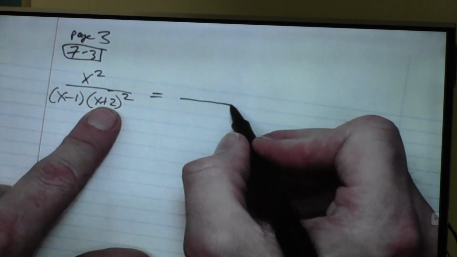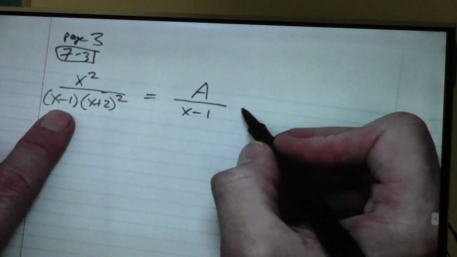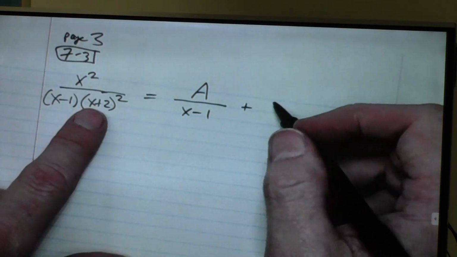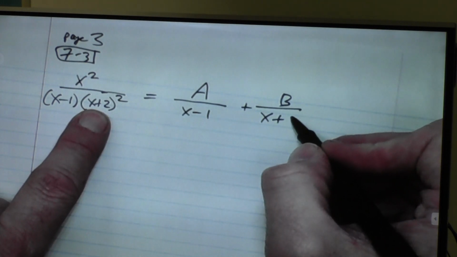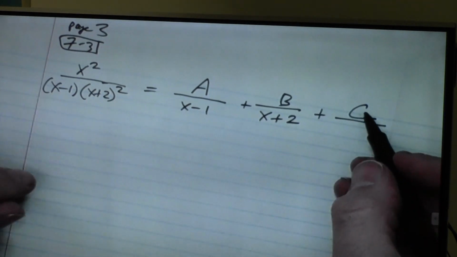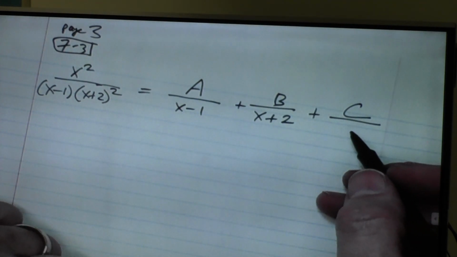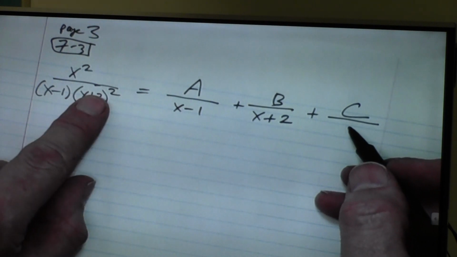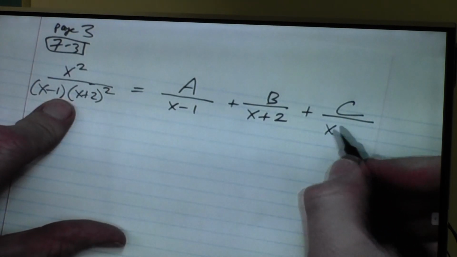We're going to do one fraction, and it's going to be A over x minus 1, plus, now we use that one here, B over x plus 2. Well, you would think it would make sense that we would put C over x plus 2 also, but it doesn't. It's x plus 2 squared. In other words, one of it gets used here, but the whole thing gets used again.